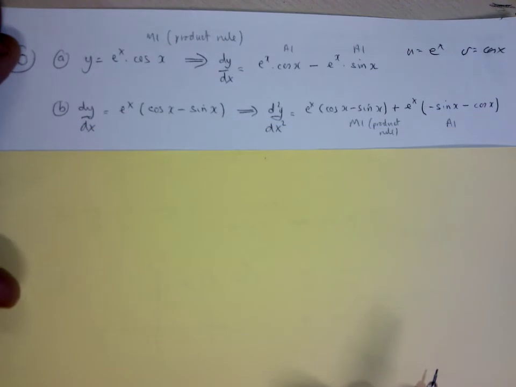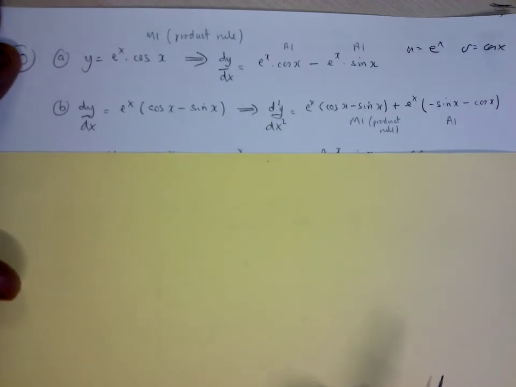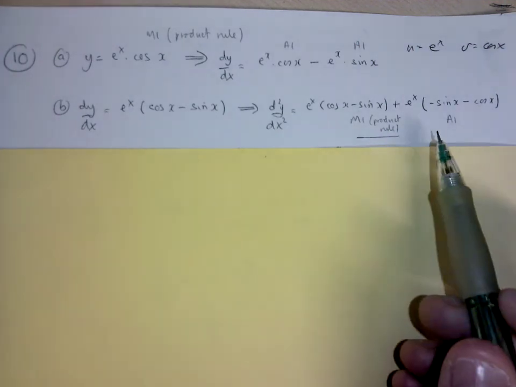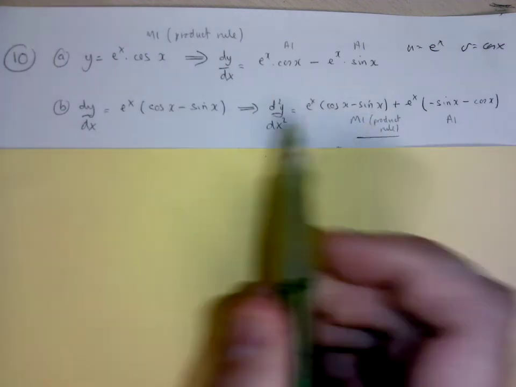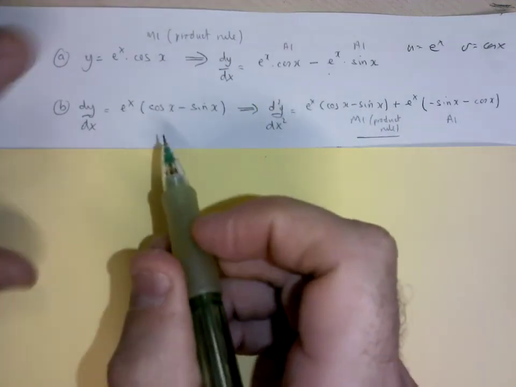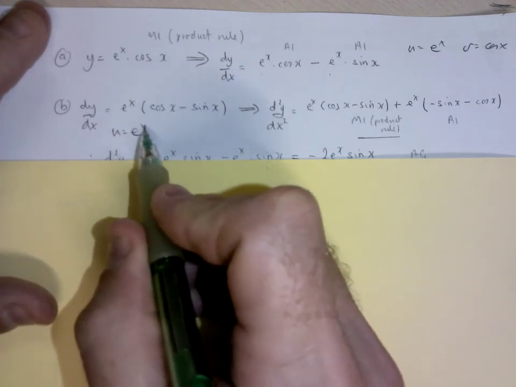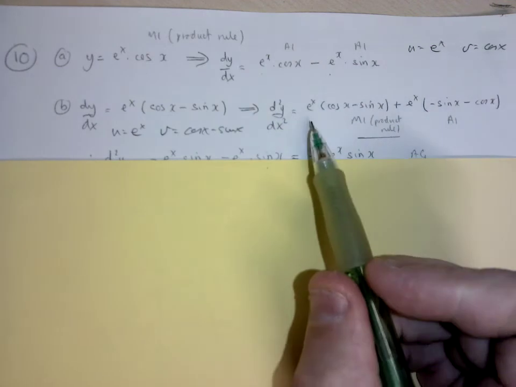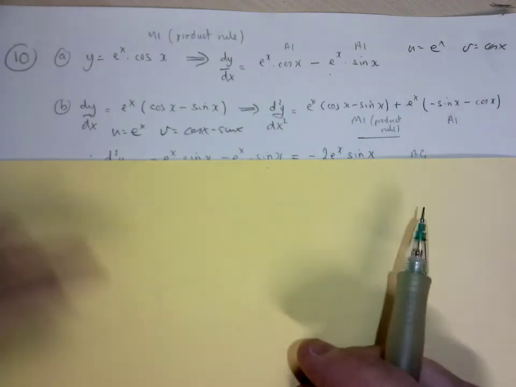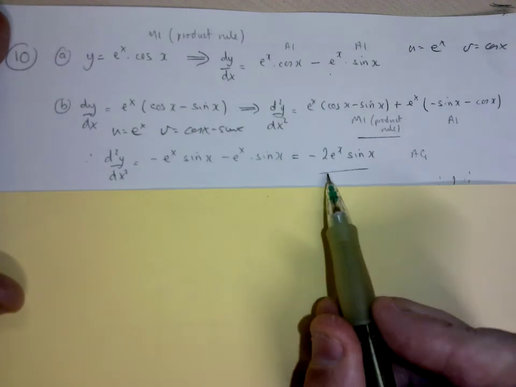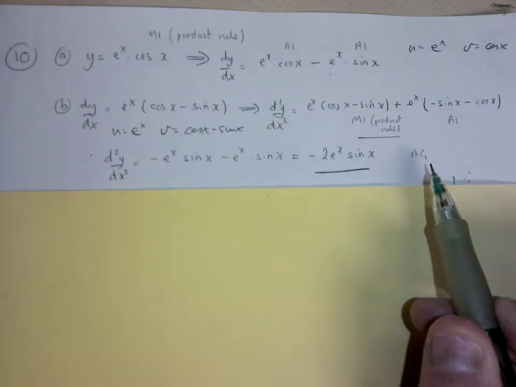Part B, show that the second derivative is equal to the result that's given there. So here we go again. It's a product rule again. I think it's a little bit easier here if you factor out e to the x. So this then becomes a product with u equal e to the x, and v is cos x minus sin x. Will lead you through to the required result. So I'll leave you to check the algebra there. So our second derivative equals minus 2e to the x sin x as required.